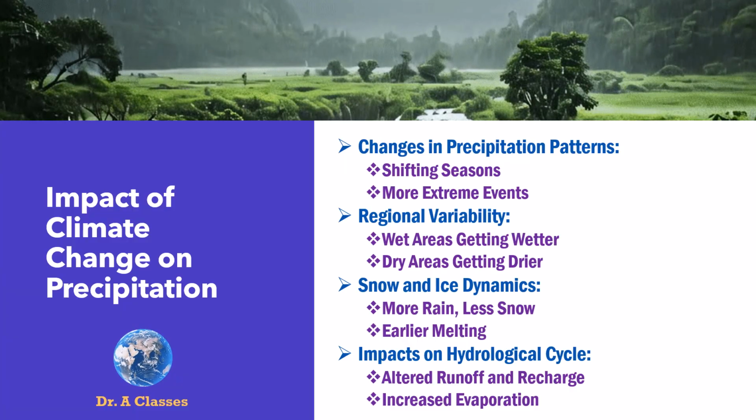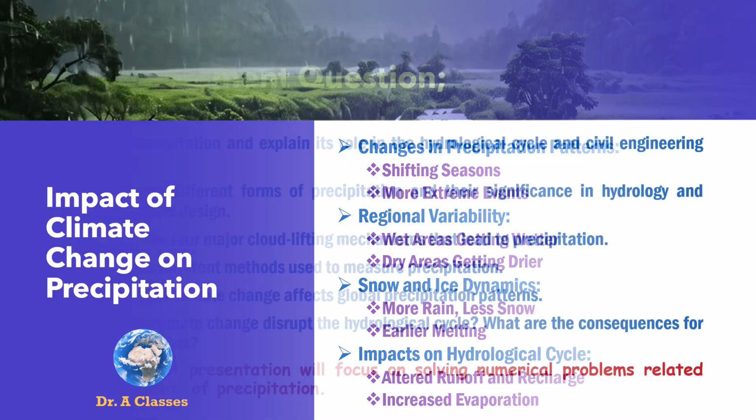Earlier melting, snow and glaciers are melting earlier in spring, affecting river flows and water supply during summer. Impact on hydrological cycle, altered runoff and recharge. Changes in rainfall affect surface runoff, groundwater recharge and river flow regimes. Increased evaporation, higher temperature lead to more evaporation, reducing the effectiveness of precipitation.